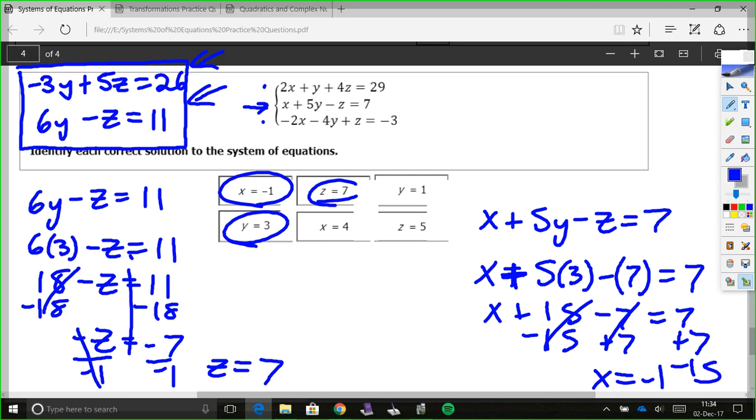There you have it, all 3 answers. It's obviously a bit of a process. Calculator's a little bit faster, but there you go.